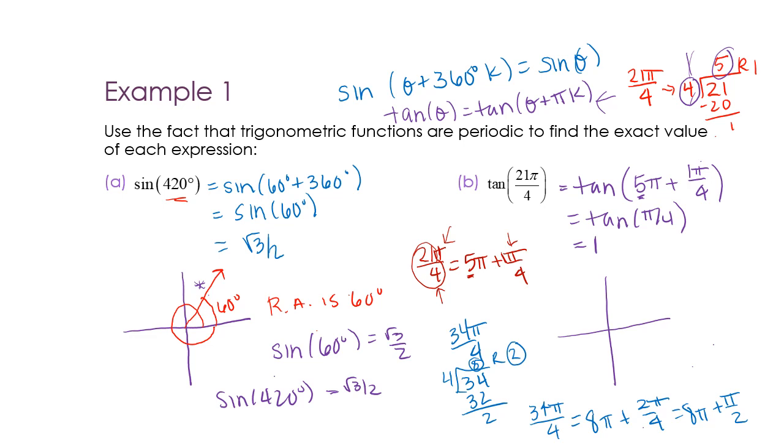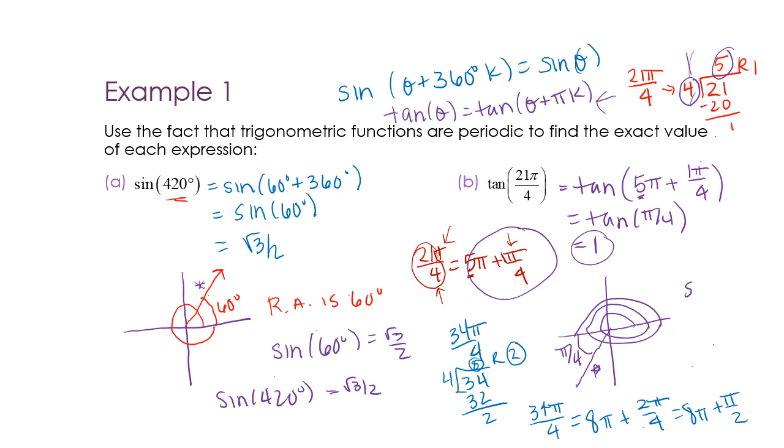Okay, so for graphing this one, 5 pi, so 1, 2, 3, 4, 5, and then we've got a pi over 4 that's left here. So that means my reference angle is going to be pi over 4. The tangent of pi over 4 is 1. And then I just have to pay attention to whether tangent is positive or negative in this quadrant.